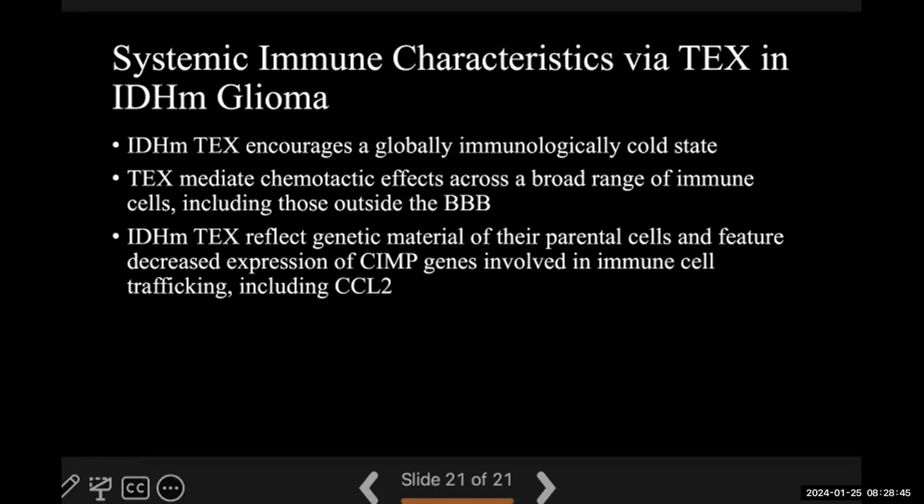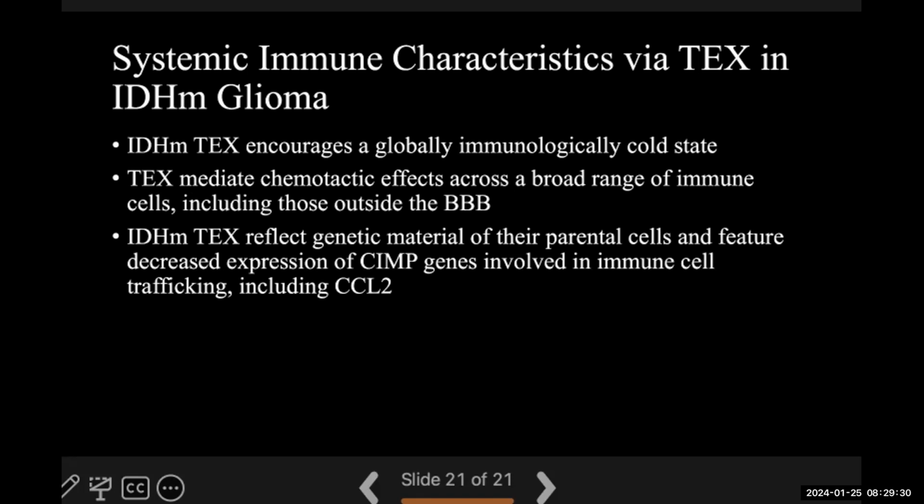So overall, what we showed with a lot of these studies is that IDH mutant gliomas and the immune microenvironment that they have within the tumor microenvironment, via exosomes, are able to communicate with the systemic immune state of patients, and at least within our in vivo mouse studies as well, which really goes to show that it encourages a globally immunologically cold state. The exosomes have been shown to mediate some of the chemotactic factors across a wide range of immune cells, including those outside the blood-brain barrier.